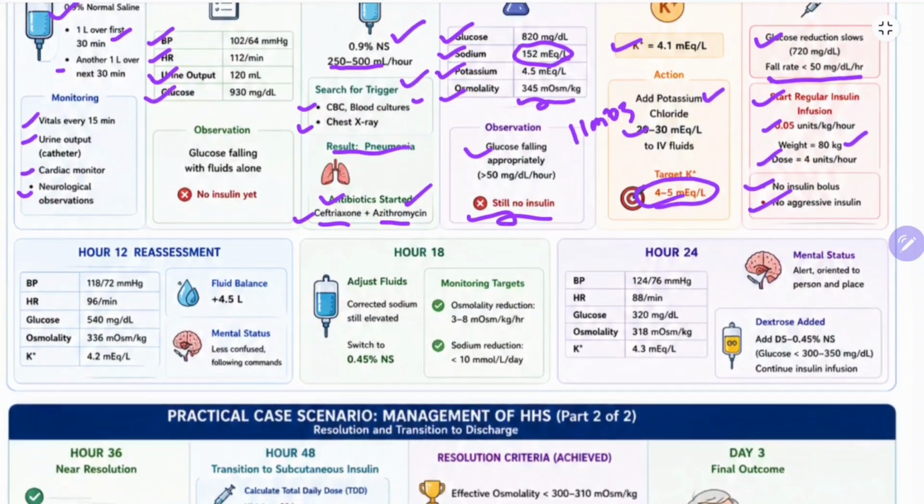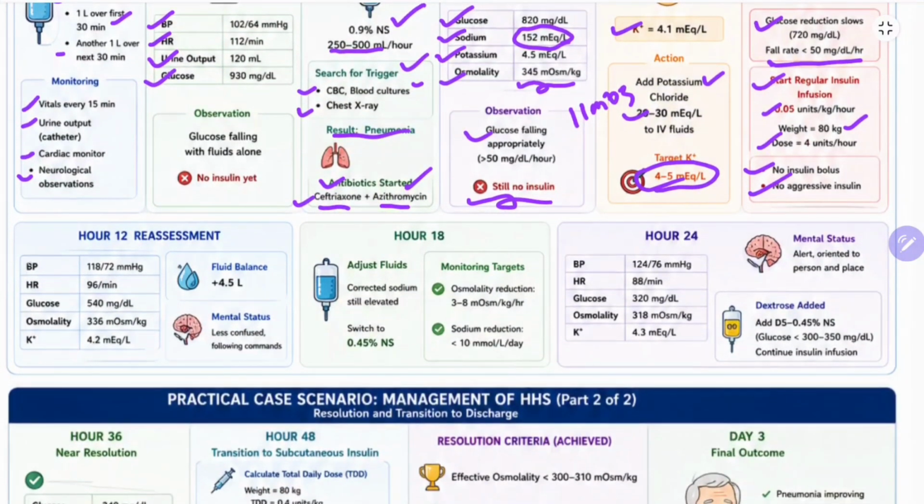Hour 12, reassessment. BP is 118 by 72. Heart rate is 96. Glucose has fallen to 550 milligram per deciliter. Osmolality is decreased, now 336; initially it was 350. Potassium is 4.2. Fluid balance is 4.5 liters. Mental status is improving. Patient is less confused, following commands.